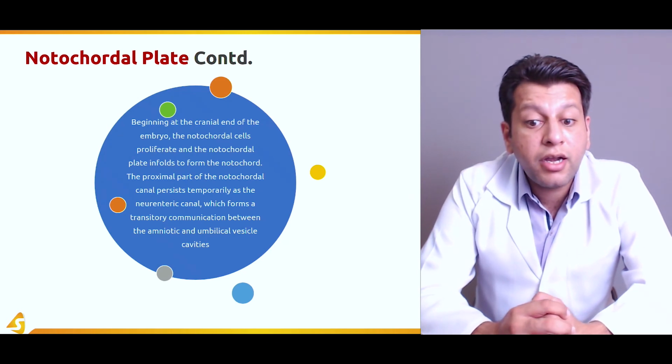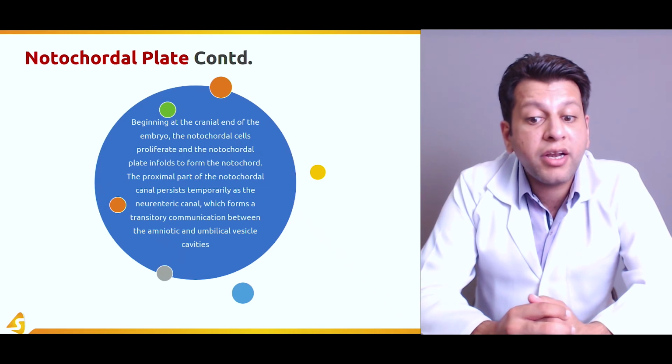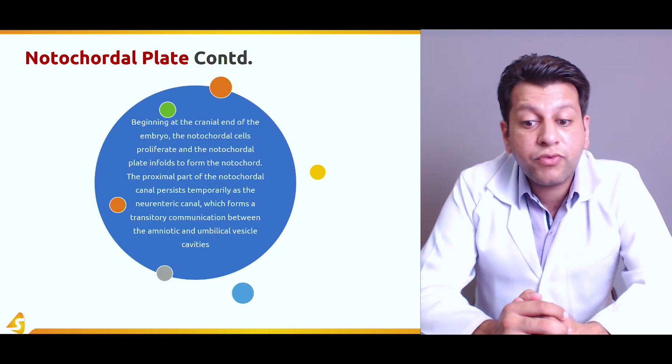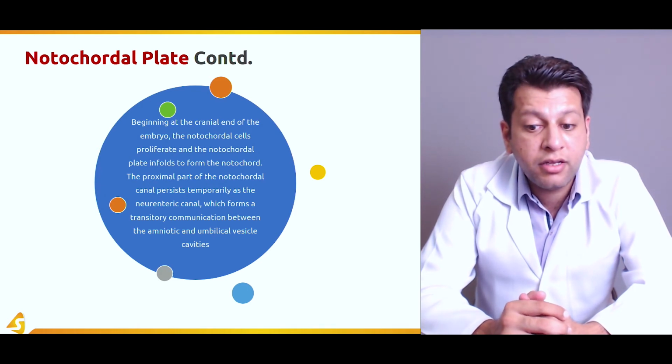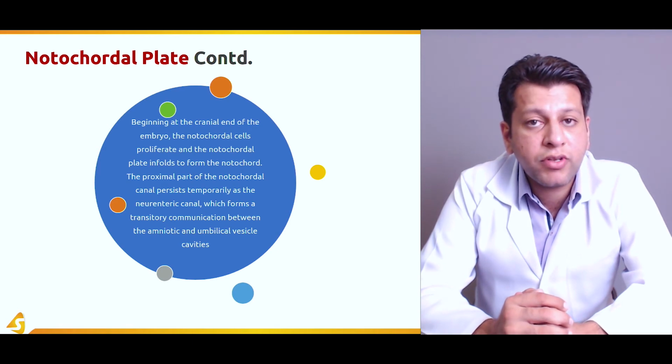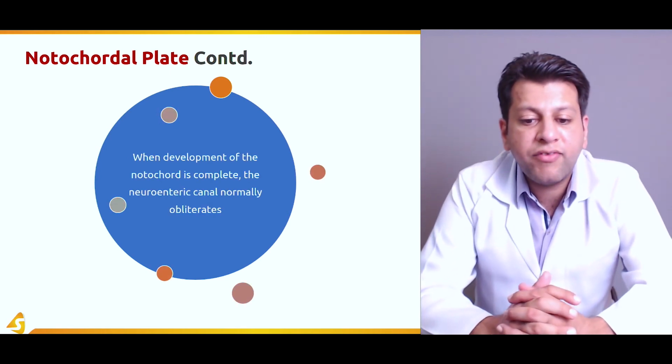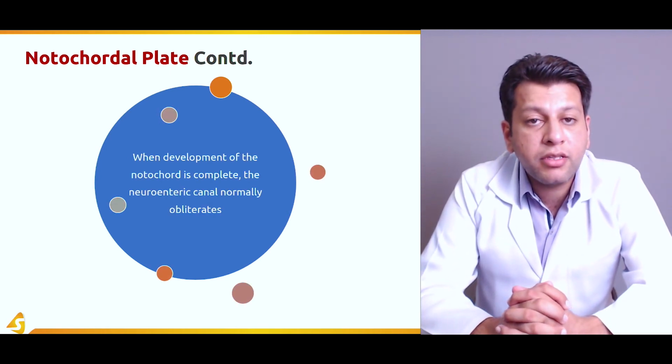Beginning at the cranial end of the embryo, the notochordal cells proliferate and the notochordal plate infolds to form a notochord. The proximal part of the notochordal canal persists temporarily as a neurenteric canal, which forms a transitory communication between the amniotic cavity and umbilical vesicle. When development of the notochord is complete, the neurenteric canal normally obliterates.